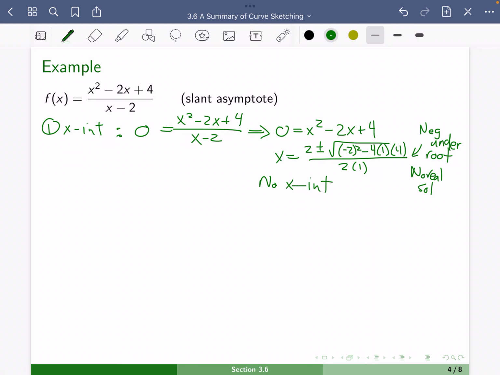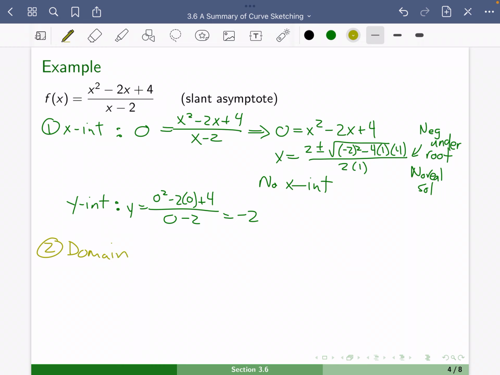For our y-intercept, we plug in x is equal to 0. And we get negative 2. So y equals negative 2 is a y-intercept. So we have our x and y-intercepts. Next, we want to think about the domain.